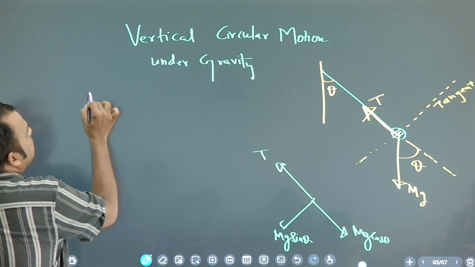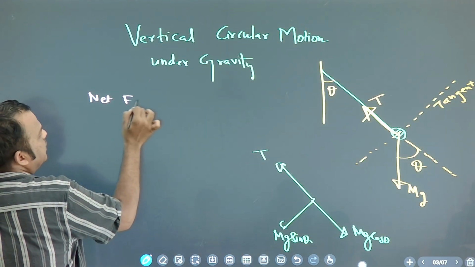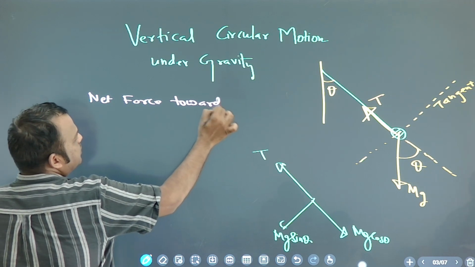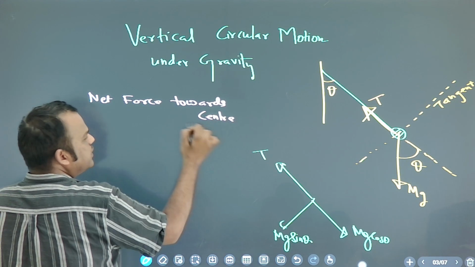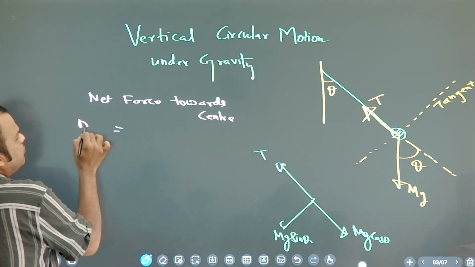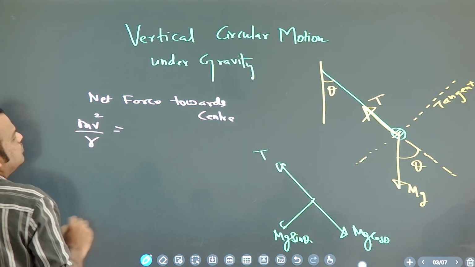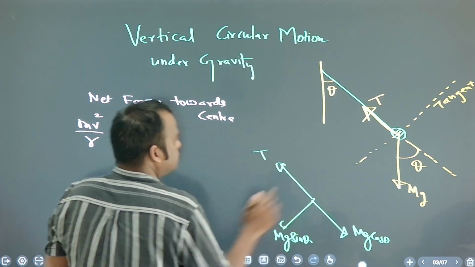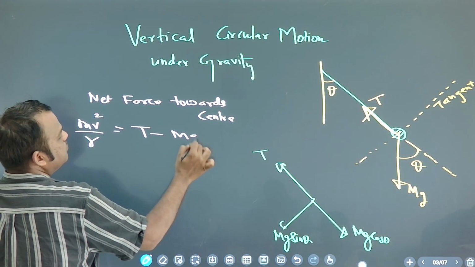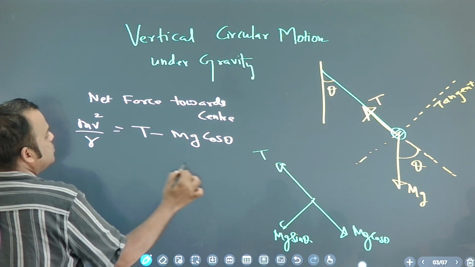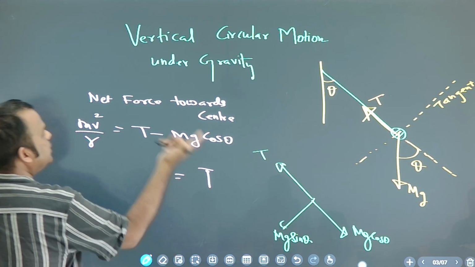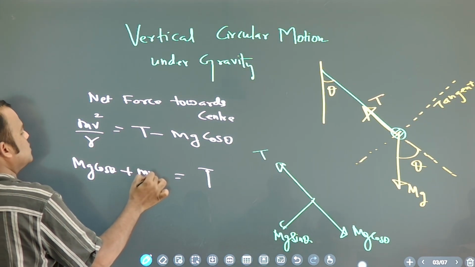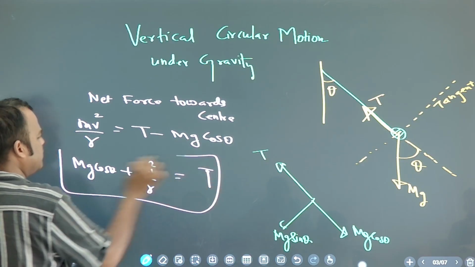So what is the net centripetal force? Net force towards center is known as centripetal force. So what is the formula for centripetal force? mv square by r. And what is the net force towards center? T minus mg cos theta. So what is T? T is mg cos theta plus mv square by r. Okay, note down. Tension formula, we have discussed this before.